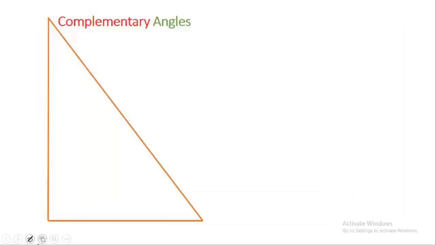Complementary angles. Two angles are said to be complementary if they add up to 90 degrees. Already we know that this angle is 90 degrees. Therefore, these two angles must add up to 90. So if this is theta, then the other one must be 90 minus theta degrees. Now let this side be a unit, then this be b unit, and this is c unit.